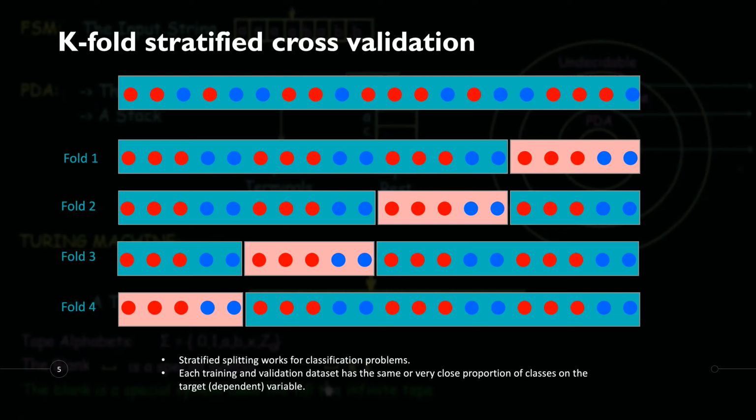For each fold, and for each training and validation set, we'd like to keep the proportion of red balls versus blue balls the same as in the original data set. So we end up having 3 red balls and 2 blue balls in each validation data set. That's so-called stratified cross-validation. It works for classification problems, and typically when we are working on classification problems, we would like to use stratified cross-validation as the validation strategy.